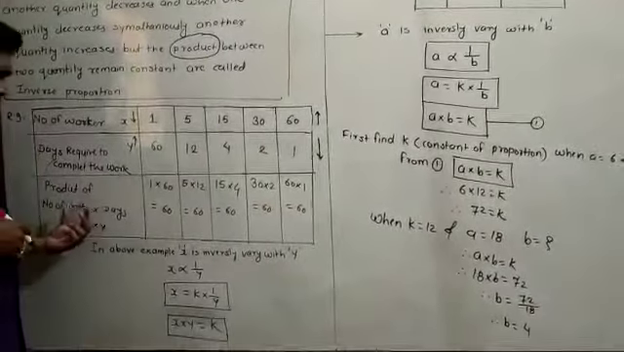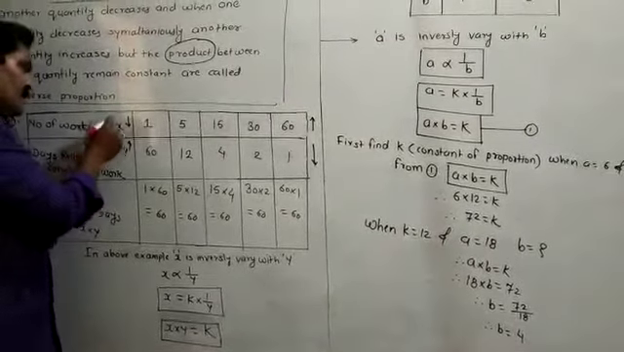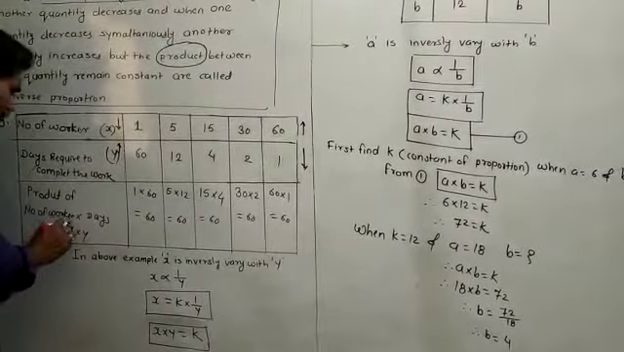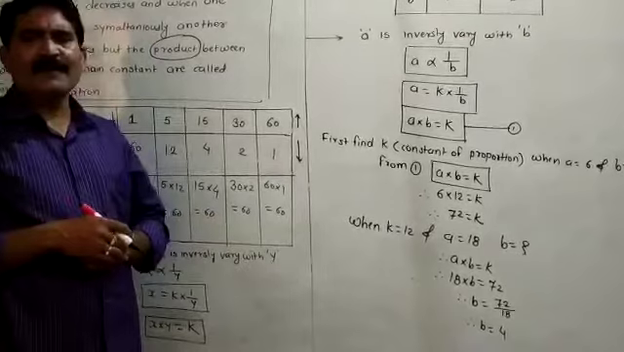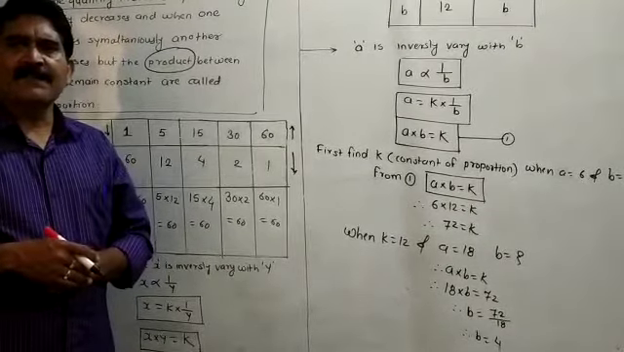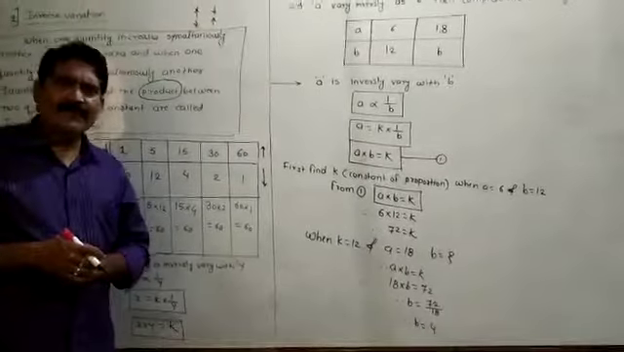So the product of the two quantities, if this quantity is x and this quantity is y, x multiplied by y remains constant. Constant means the product will come the same. In direct variation, the ratio comes the same, but in inverse variation, the product comes the same.